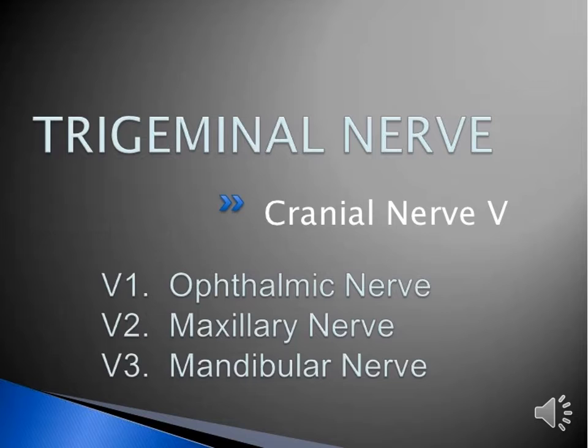So we divide the trigeminal nerve into three parts: the first one, the ophthalmic nerve; the second one, the maxillary nerve; and the third one, the mandibular nerve. So these are the three divisions of the trigeminal nerve.